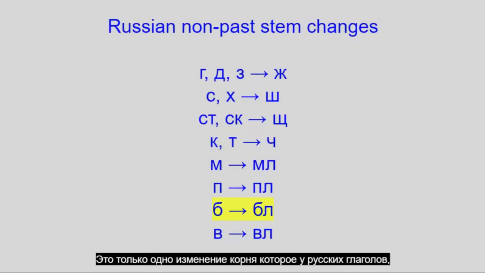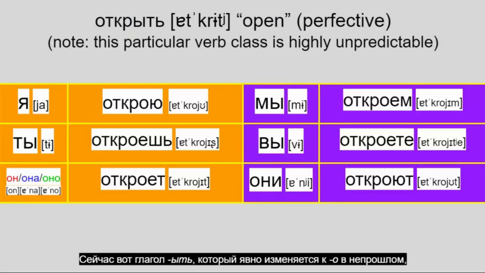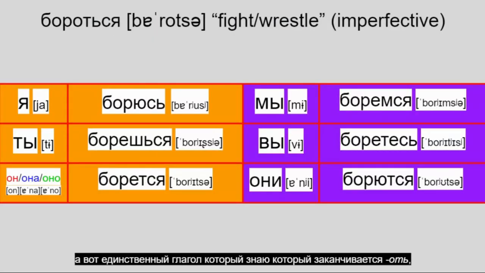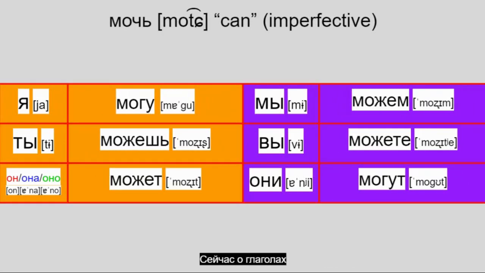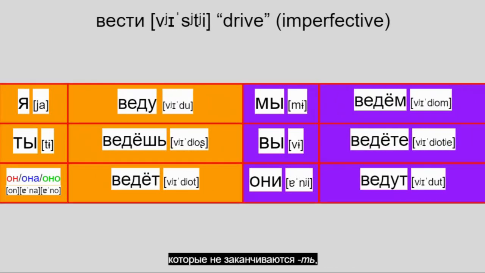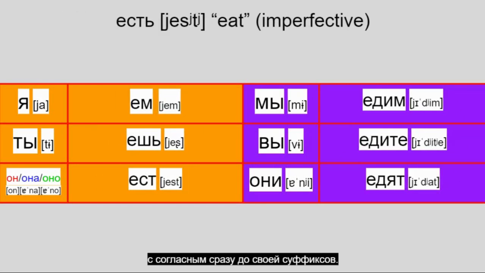This is just one of the stem changes that Russian verbs have, and this one is because the last sound of the root is labial. Now here's the ыть verb, which evidently changes to o in the non-past, and now here's the only verb I know that ends with оть, which happens to have the reflexive ending, just deal with it. Interestingly, it doesn't have the o in its non-past suffixes, unlike the ыть verbs. Now here's the noch verb, which, isn't that strange?